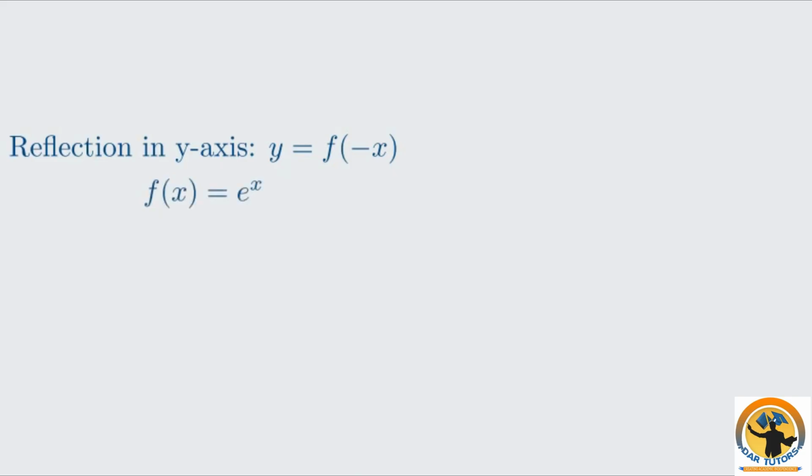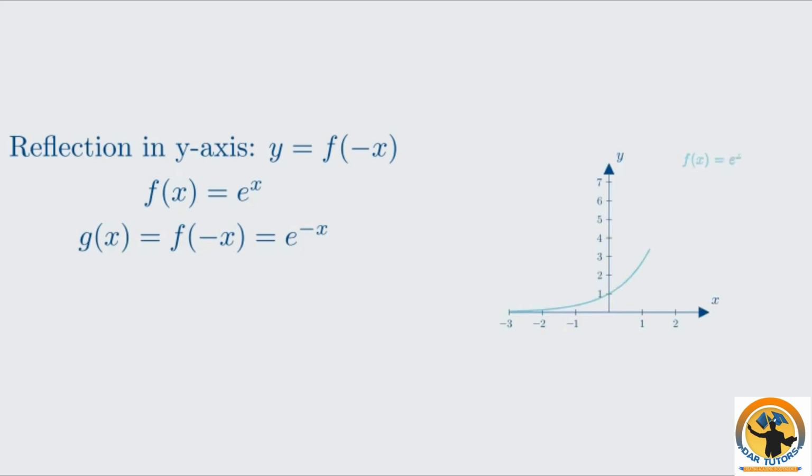Let's use f of x equals e to the power of x. Consider g of x equals f of negative x. This is g of x equals e to the power of negative x. The graph of g of x is the mirror image of f of x across the y-axis. The point 0, 1 is an invariant point, meaning it doesn't move. So replacing x with negative x reflects the graph in the y-axis.